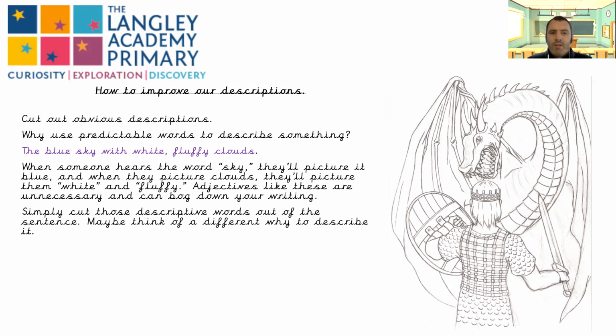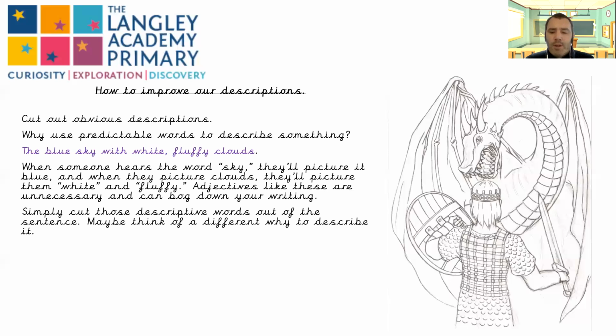So cut those descriptive words out of the sentence. You could just have the blue sky with clouds. It's a very short sentence. It describes what's there, but it doesn't really pull your reader in. It doesn't make you want to carry on reading. So maybe think of a different way to describe it. Pause the video here, have a go yourselves, and then I'll share what I came up with.